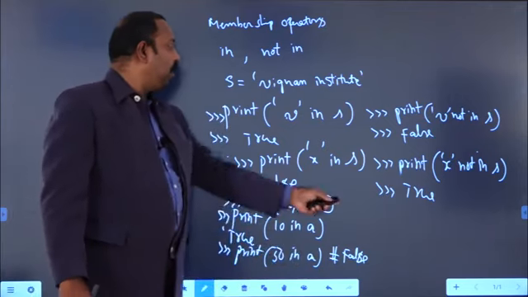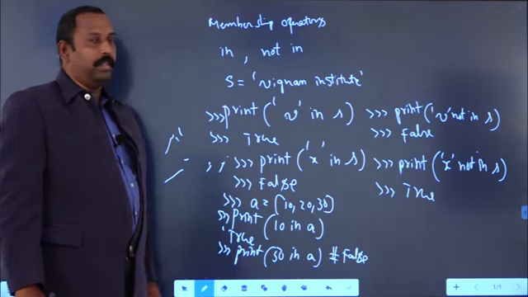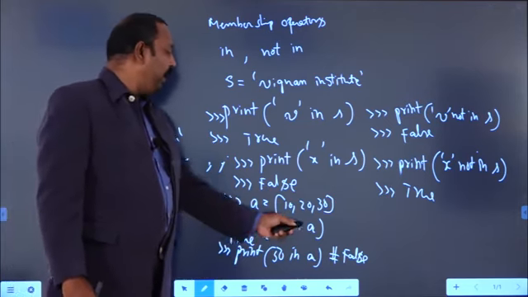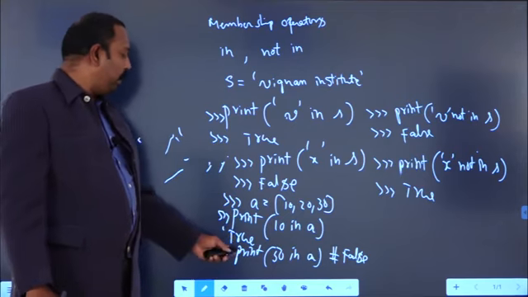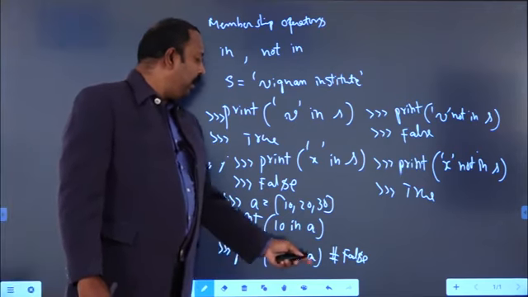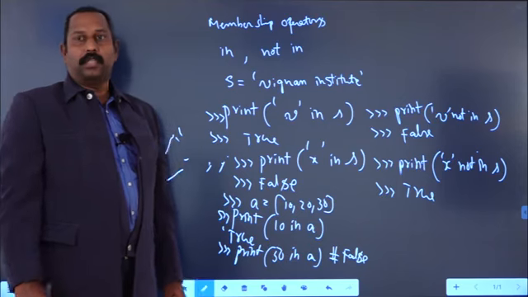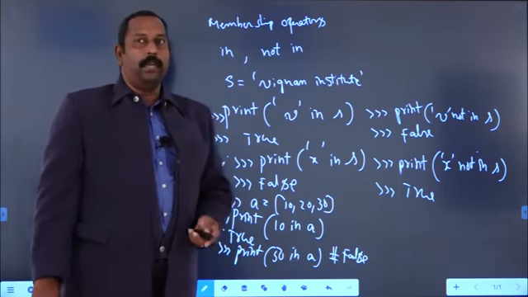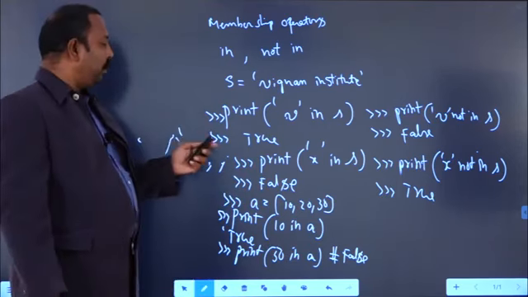Suppose I am using not in, you will get the values in reverse. Suppose I write print 10 not in A, you will get the output false. Suppose I write print 50 not in A, you will get the output true. Just in reverse, you will get the output. So these are the membership operators available in Python. This is the last topic. Thank you.